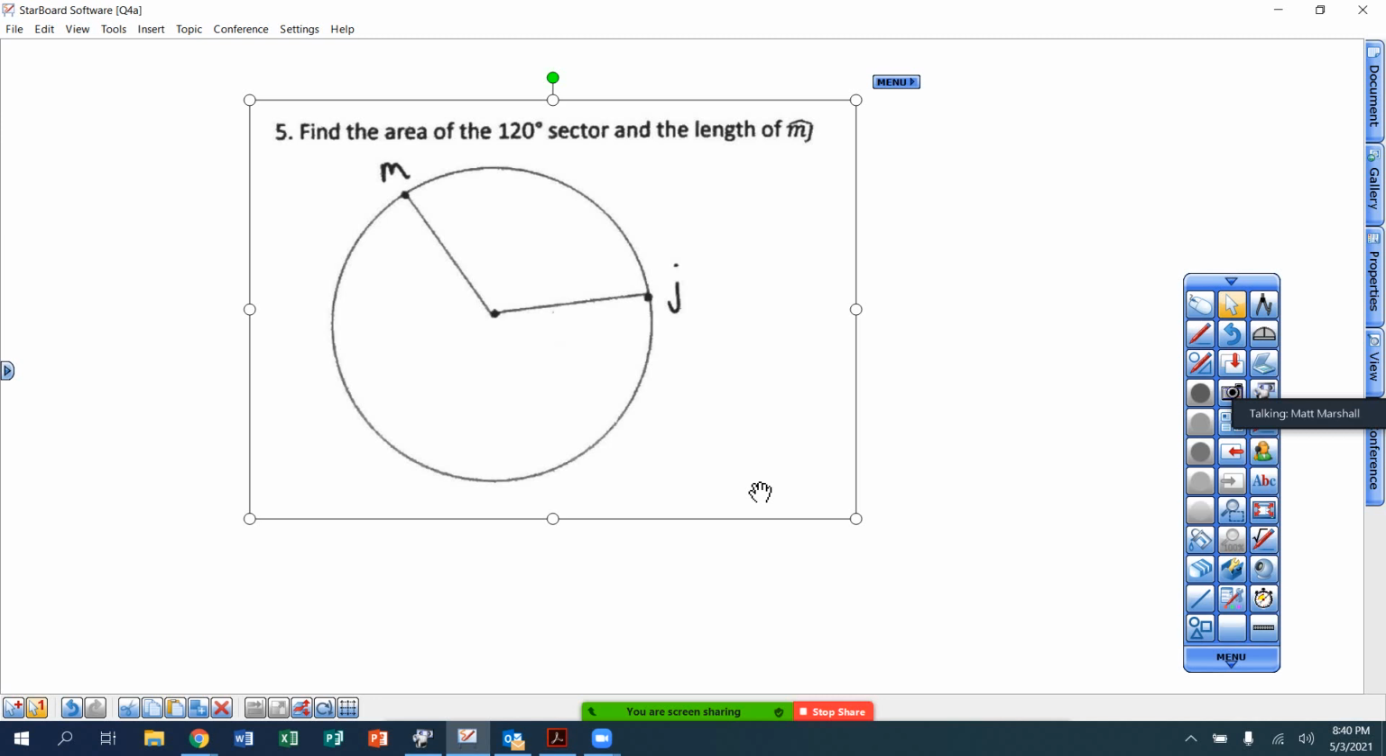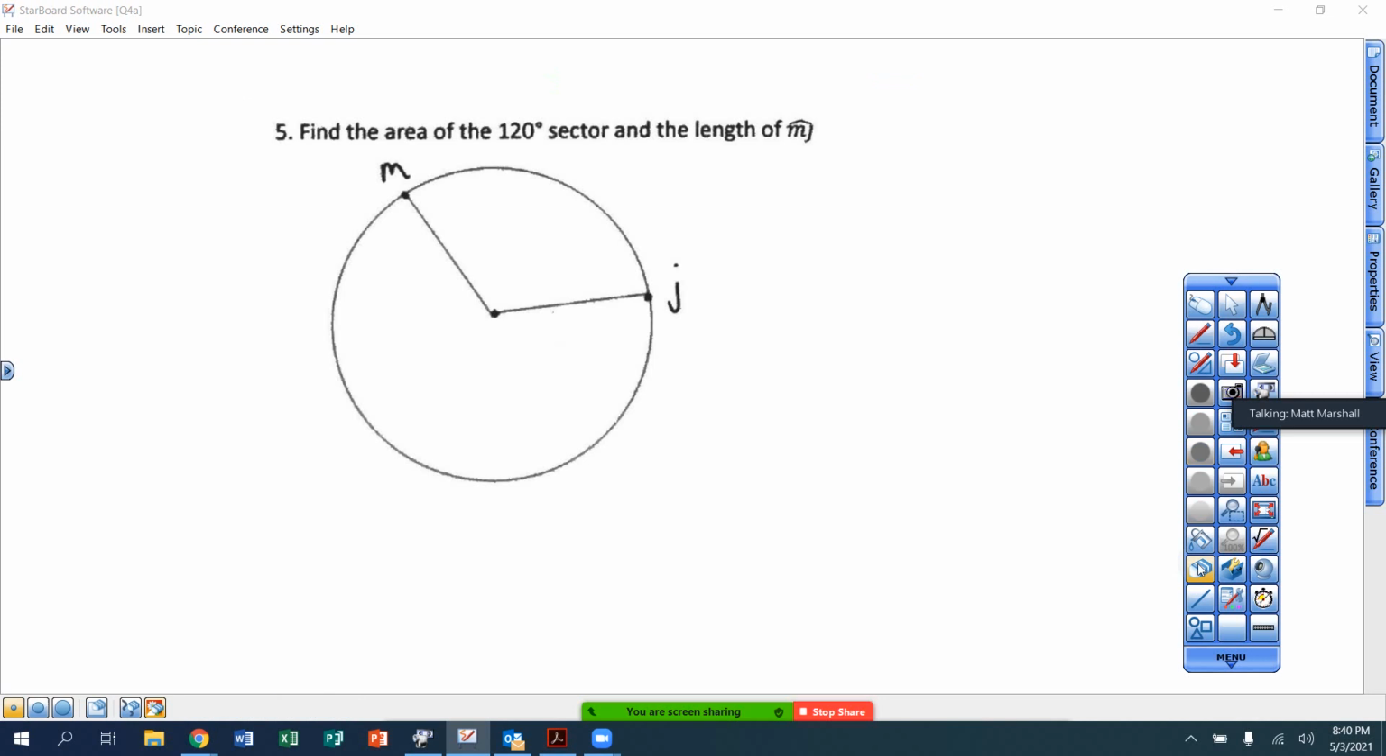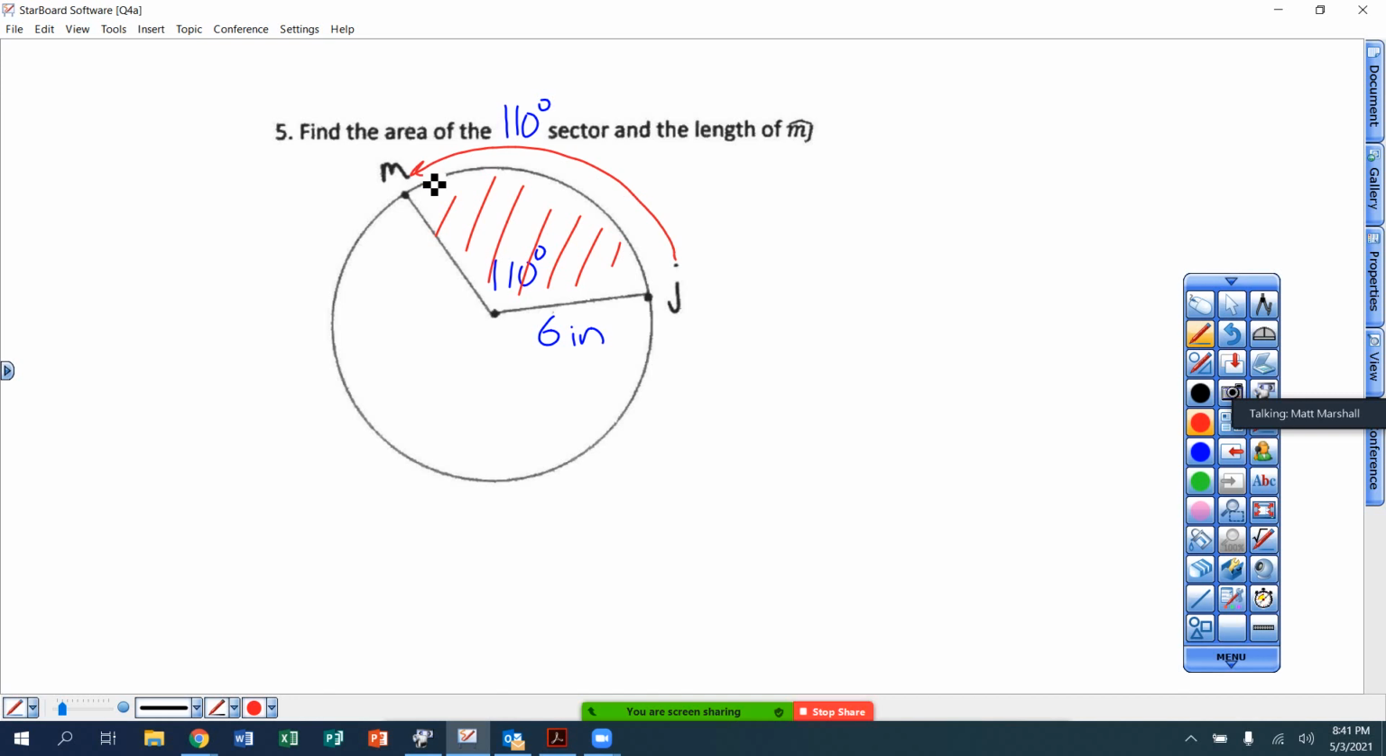All right, so instead of this being 120, I'm going to say this is 110. And I'm going to say the radius is 6 inches. Would you be able to find the area of this piece right here? And then would you be able to find the length of this outside part? That's what you have to be able to do.